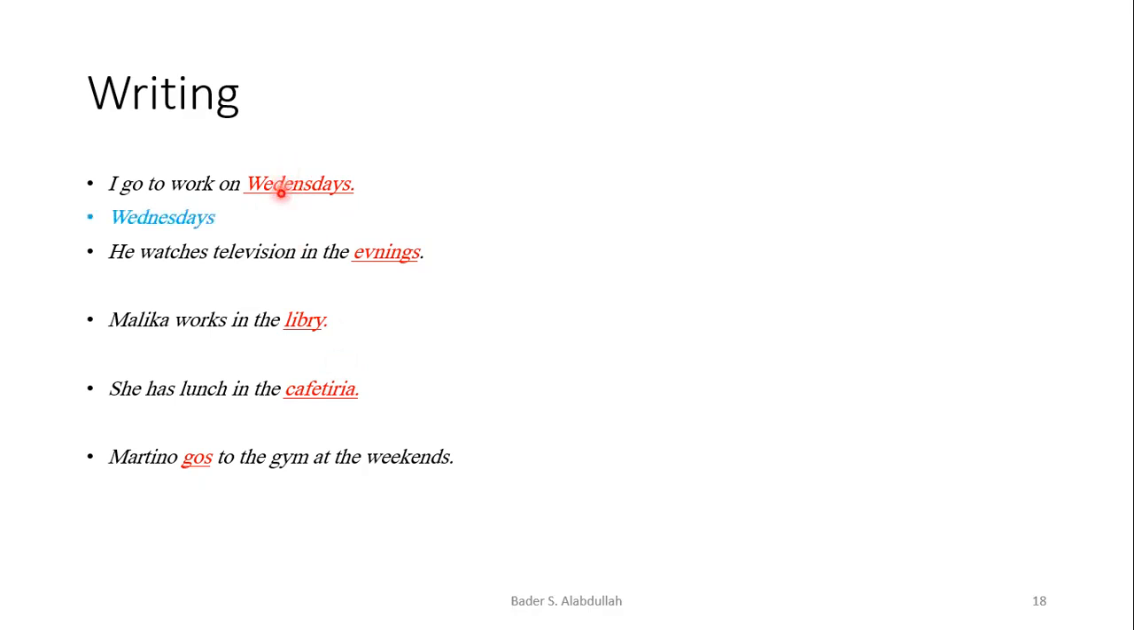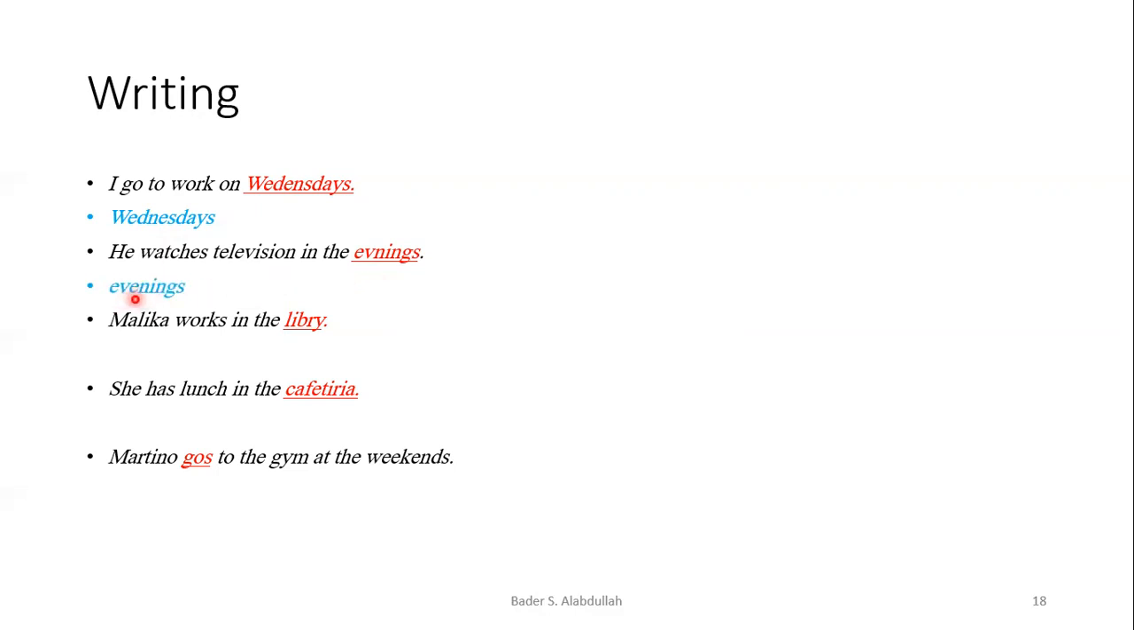There is an E extra here. So in the previous example, you saw that we have one E missing. But in this example, we have one E extra, Wednesdays. He watches television in the evenings. So what is missing from this one? Evenings, another E is missing.